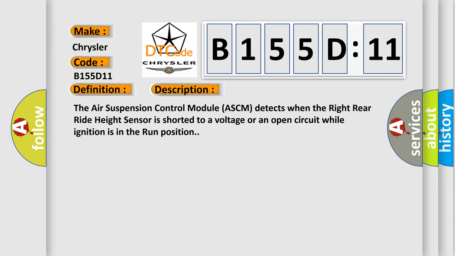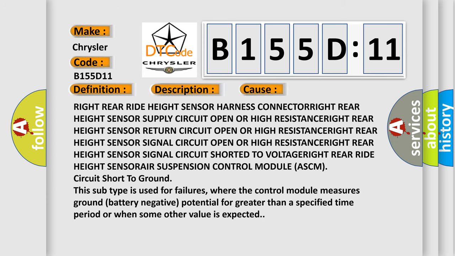The air suspension control module ASCM detects when the right rear ride height sensor is shorted to a voltage or an open circuit while the ignition is in the run position. This diagnostic error occurs most often in these cases: right rear ride height sensor harness connector, right rear height sensor supply circuit open or high resistance, right rear height sensor return circuit open or high resistance, right rear height sensor signal circuit open or high resistance, right rear height sensor signal circuit shorted to voltage, right rear ride height sensor air suspension control module ASCM circuit short to ground.